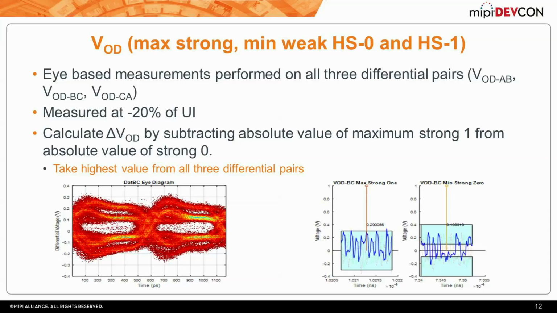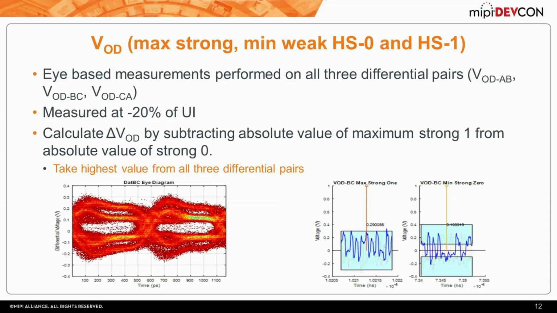And DVOD, which is usually a very sensitive measurement, at least in terms of D-PHY, is calculated by taking your max strong 1 and then subtracting the absolute value of the minimum strong 0. So ideally, you want your HS1s to be the same amplitude as the HS0s, so there's no asymmetry in the bits and emissions due to data.